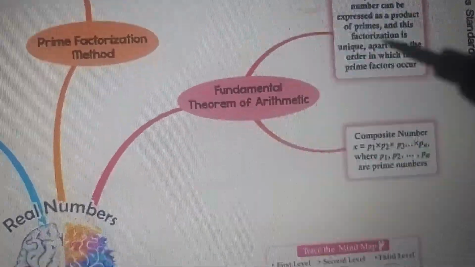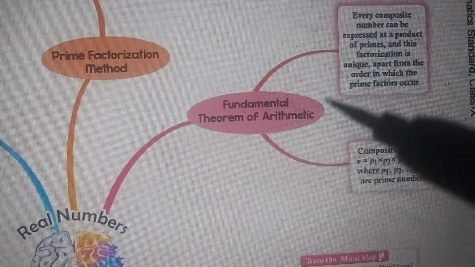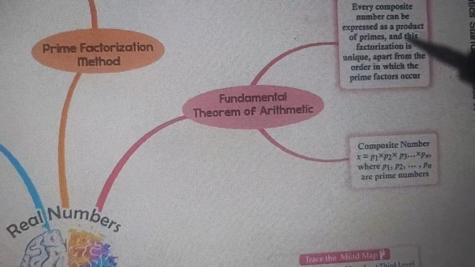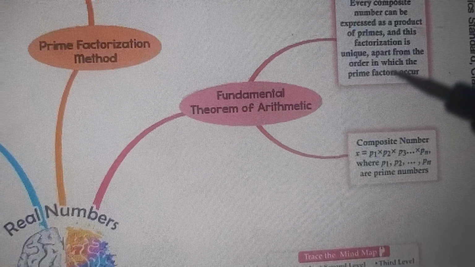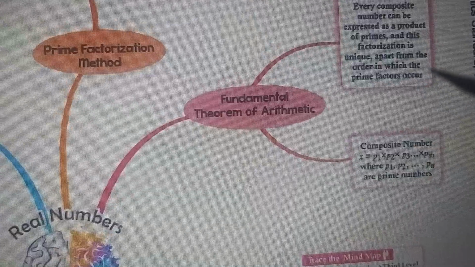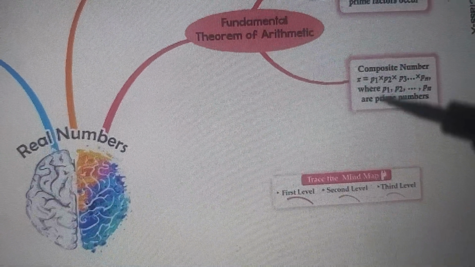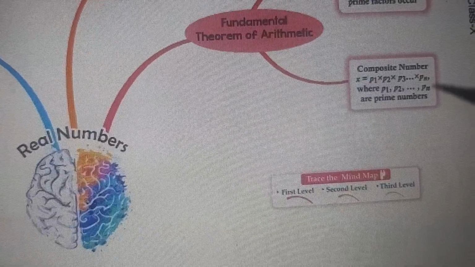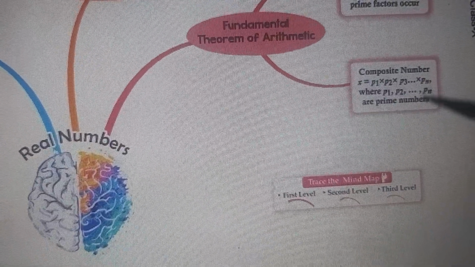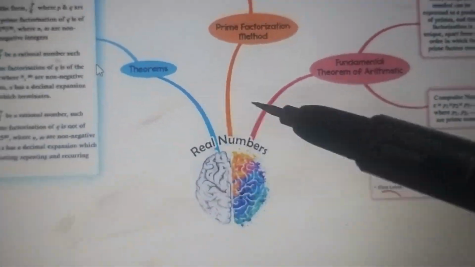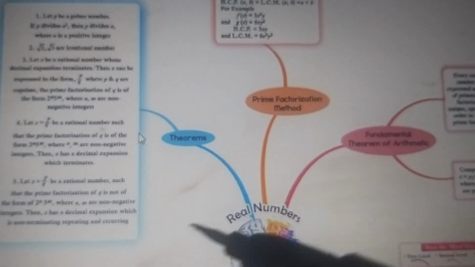So next one is the fundamental theorem of arithmetic. Every composite number can be expressed as a product of primes, and this factorization is unique, apart from the order in which the prime factors occur. Now, what is a composite number? P1, P2, P3 and so on up to Pn, where P1, P2, Pn are prime numbers. And this is the real numbers chapter. In this we have covered all topics to get a quick recap before going to exam.